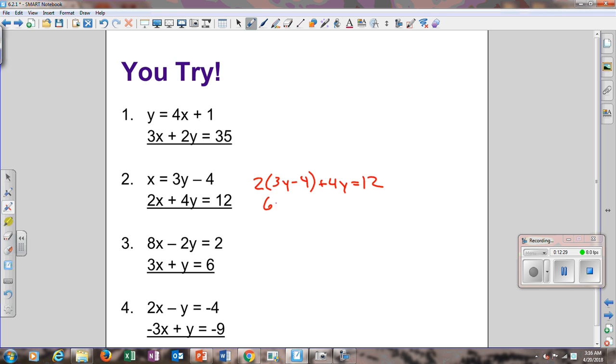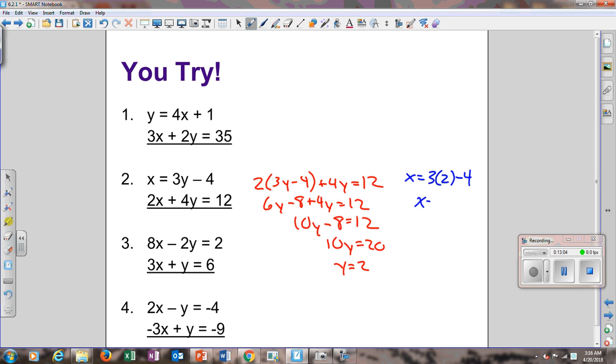2 times 3y minus 4 plus 4y equals 12. 2 times 3y is 6y minus 8 plus 4y equals 12. 10y minus 8 equals 12. Add the 8 over. 10y equals 20. Divide by 10, y equals 2. Take that and plug it back in for the top equation. You get x equals 3 times 2 minus 4. So x equals 6 minus 4, which is 2. So your answer would be 2, 2.